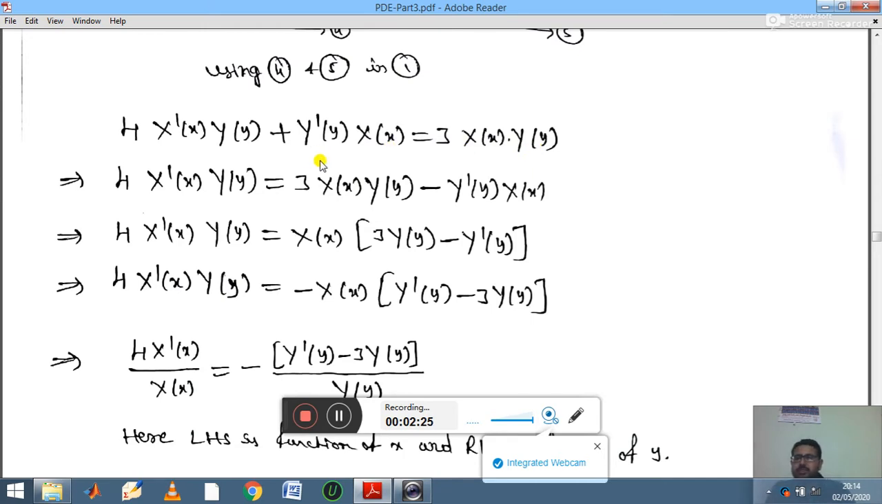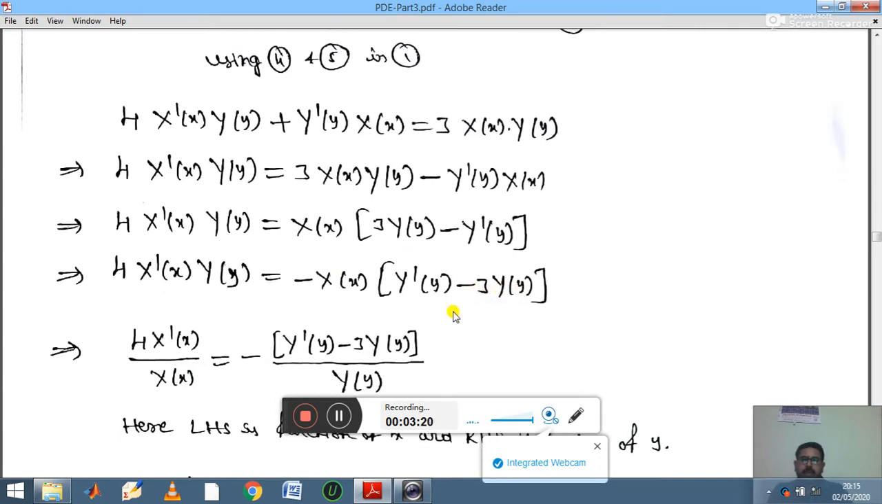Now let us rewrite this expression. You send Y'(y) X(x) to the RHS, then it becomes 4 X'(x) Y(y) as it is. If you send the second term to the RHS, it becomes 3 X(x) Y(y) - Y'(y) X(x). Here in these two terms X(x) is common. So the LHS term as it is. In the RHS, if you take X(x) common, the remaining terms are 3 Y(y) - Y'(y). Now if you rewrite this, 4 X'(x) Y(y) = X(x) [3 Y(y) - Y'(y)].